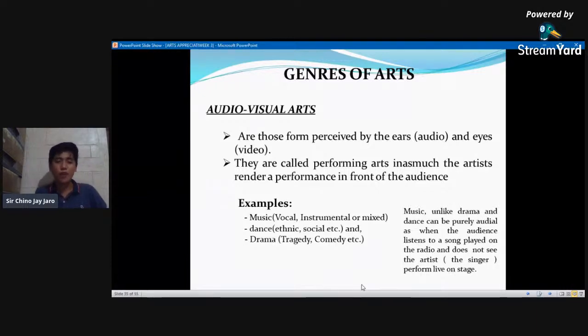Okay? So, drama. Uy, may umiiyak. May naririnig akong umiiyak. Drama ba yon? So, dapat nakikita natin yung kanilang emosyon at yung mismong kanilang action para masabi natin part sila ng audio-visual arts. Napakinggan mo at nakita mo.